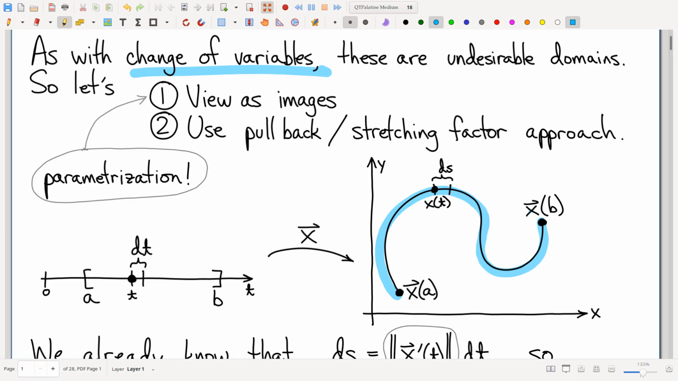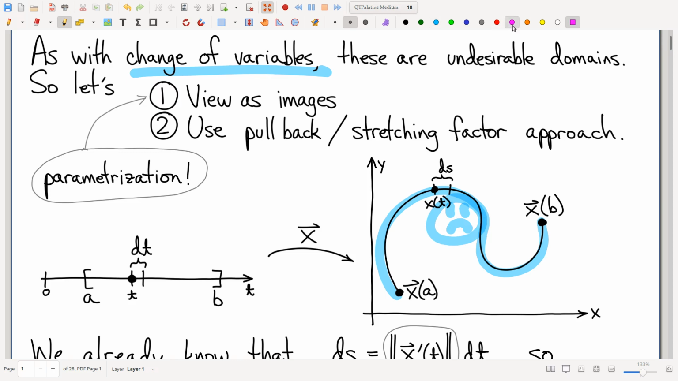It's also, even though it's in 2 dimensions, it's not a double integral because there's no area in this picture. So we do not have tools for how to compute this. And again, I'm going to say that we don't like that domain. So what do we do when we don't like a domain?